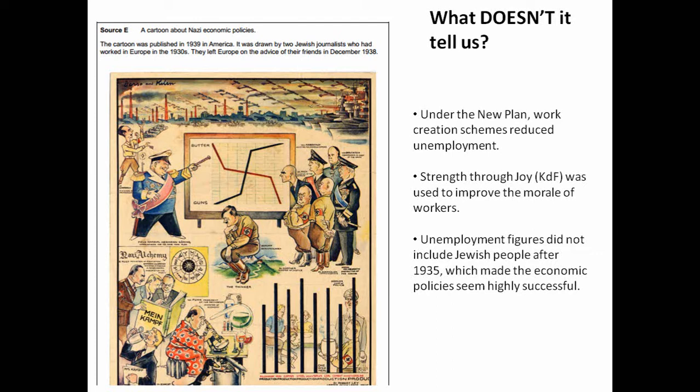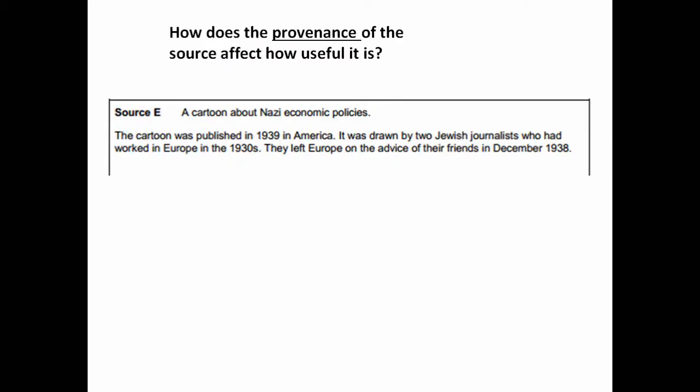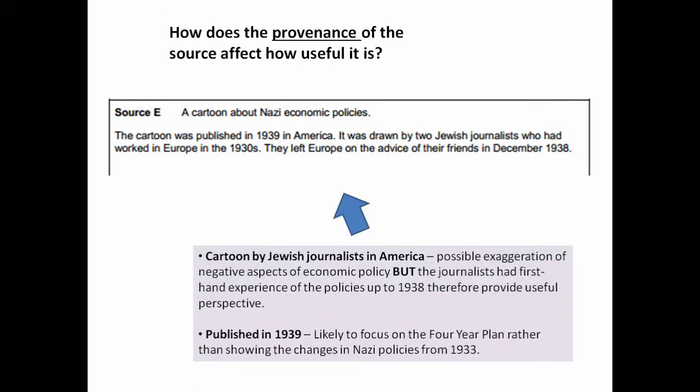So I'm just taking 3 bits of my own knowledge and saying, well, actually this source is limited in its usefulness because it doesn't mention any of these key things. Which moves us on to the provenance. Remember, the provenance is really the nature and the origin and the purpose of the source. So I'm going to look at that and I'm going to say, how does this affect how useful this source is? Now, I just want to pull out some key things really.